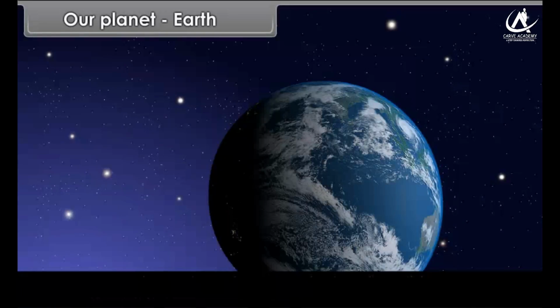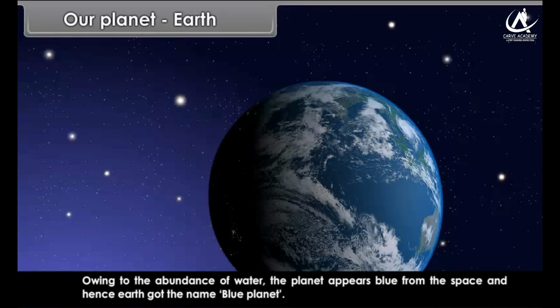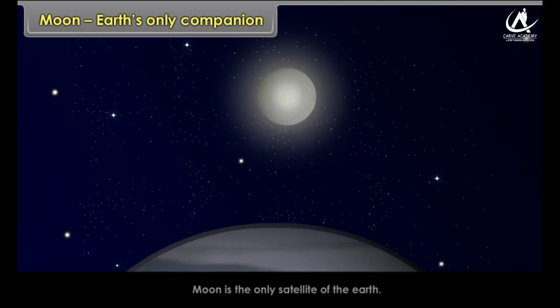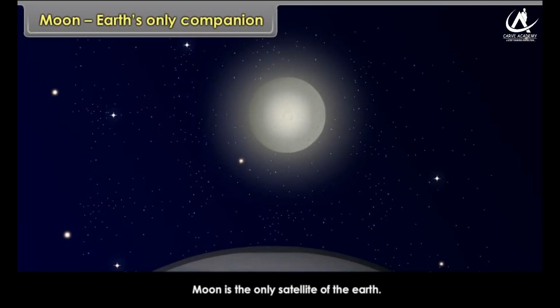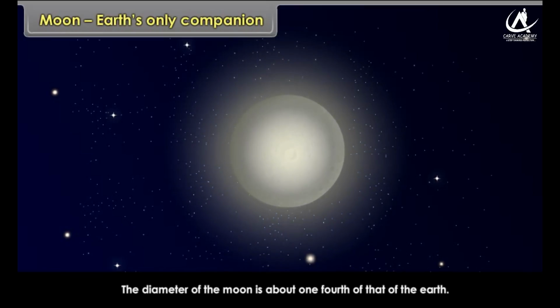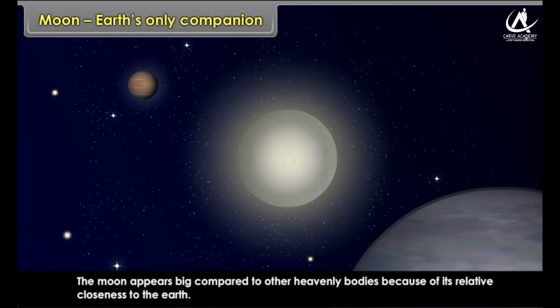Owing to the abundance of water, the planet appears blue from the space, and hence Earth got the name Blue Planet. Moon, Earth's only companion. Moon is the only satellite of the Earth. The diameter of the Moon is about 1/4 of that of the Earth. The Moon appears big compared to other heavenly bodies because of its relative closeness to the Earth. The Moon reflects light from the Sun.